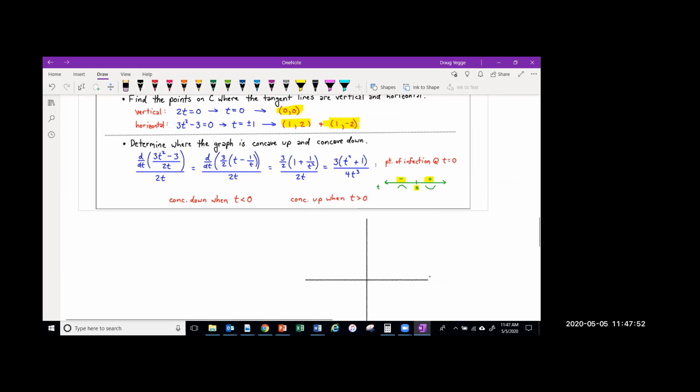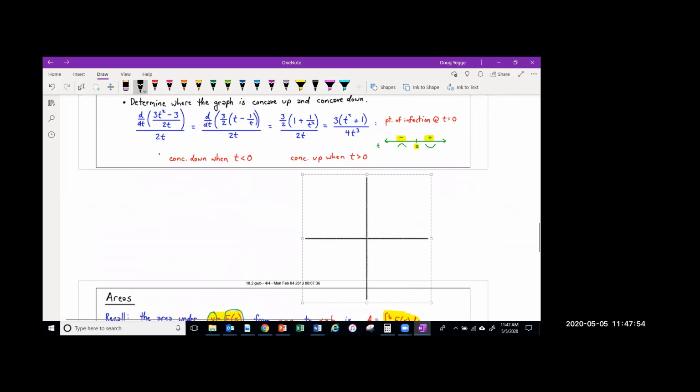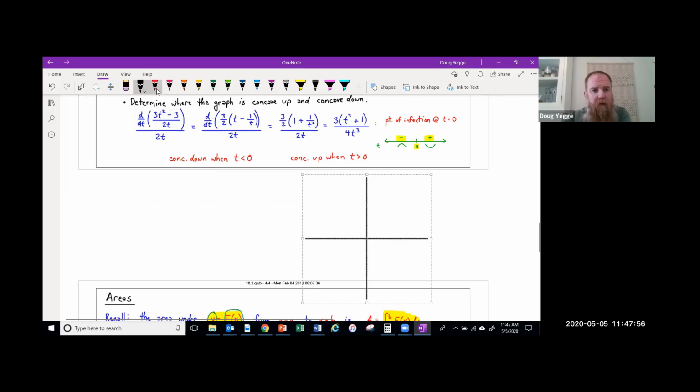For the exam, are we going to have to determine concavity? I will ask you to find the second derivative, and probably you'll have to find concavity, potentially points of inflection. You'll definitely have to know how to find the second derivative. I don't recall exactly if I asked you to determine concavity or if I just asked you to find the second derivative. I think I only asked you to find the second derivative, if I remember right.